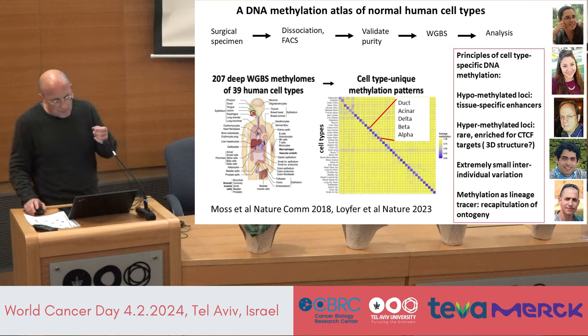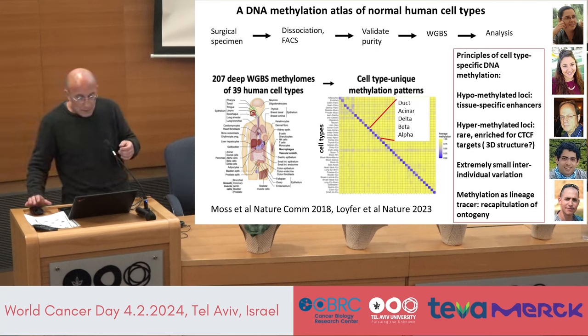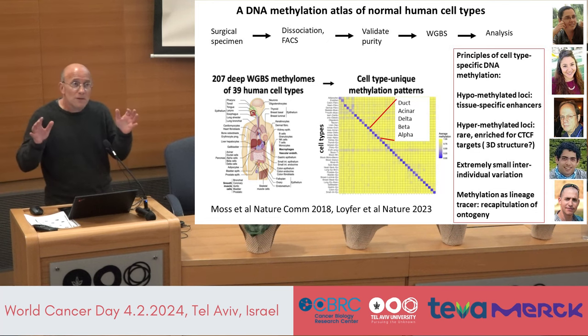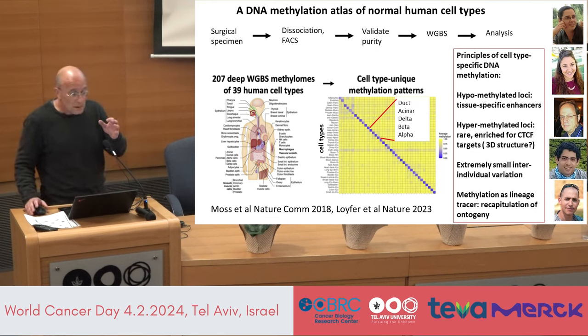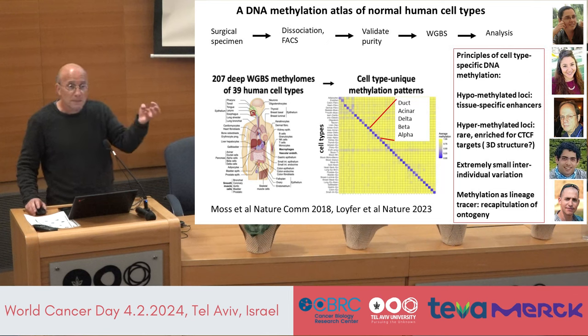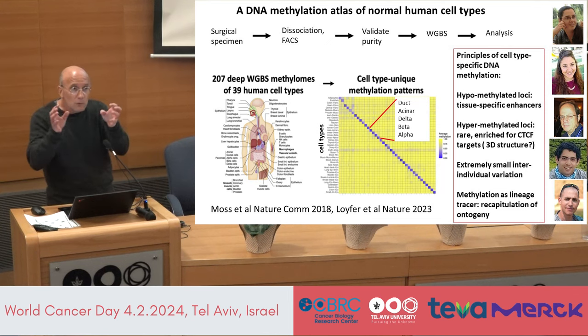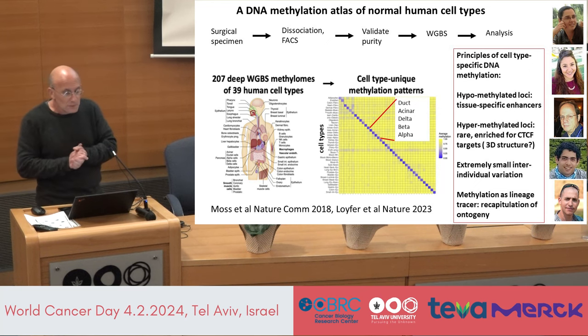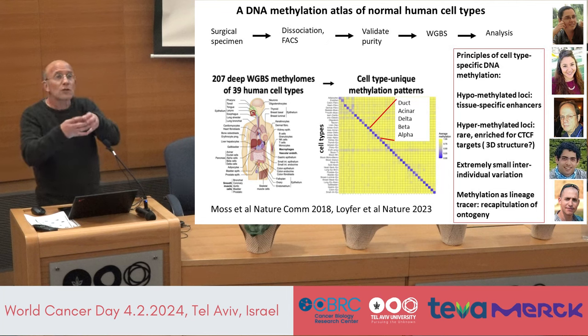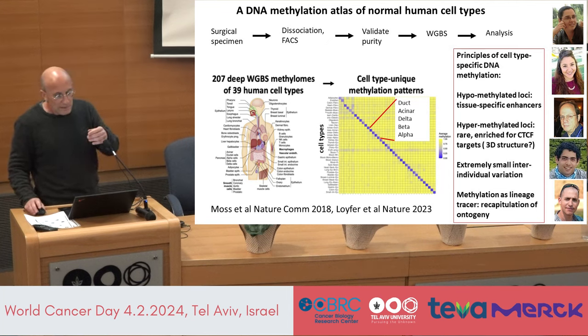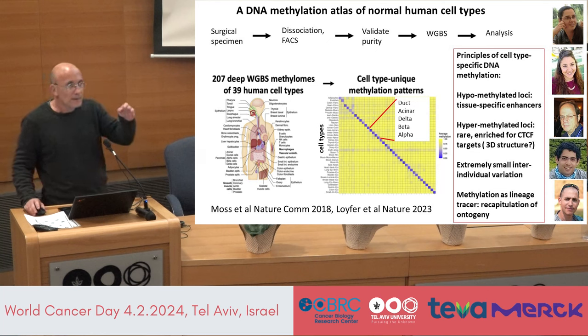One was based on publicly available data, which we consolidated, and one was a major effort published last year in Nature with Tommy Kaplan and many, many surgeons in Hadassah, where we performed this really massive operation of obtaining surgical specimens from clinicians at Hadassah, dissociating the tumors or the normal tissue actually adjacent to the tumor, FACS sorting the cell type of interest, and subjecting that to whole genome bisulfite sequencing. As a consequence, we have a large matrix containing all major human cell types in the body, and for each we have the methylation pattern of all 30 million CpG sites in the genome.